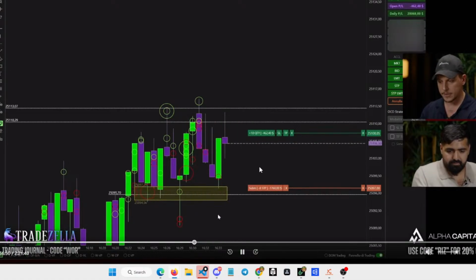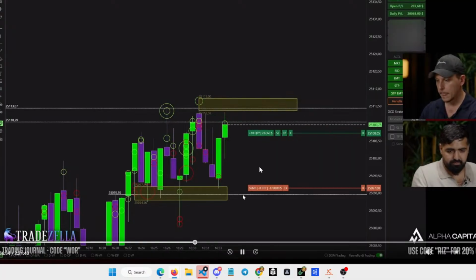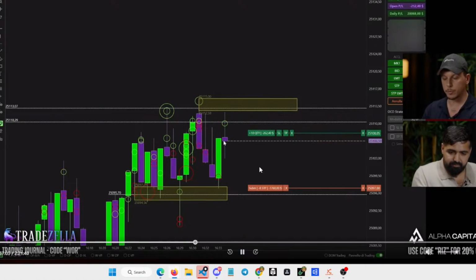Protection level from buyers, protection level from sellers. We are covered below the protection level for buyers in this case. We are positioned up in the range. This is not where I should have put my position. I was slow this time. This is where I should have put.